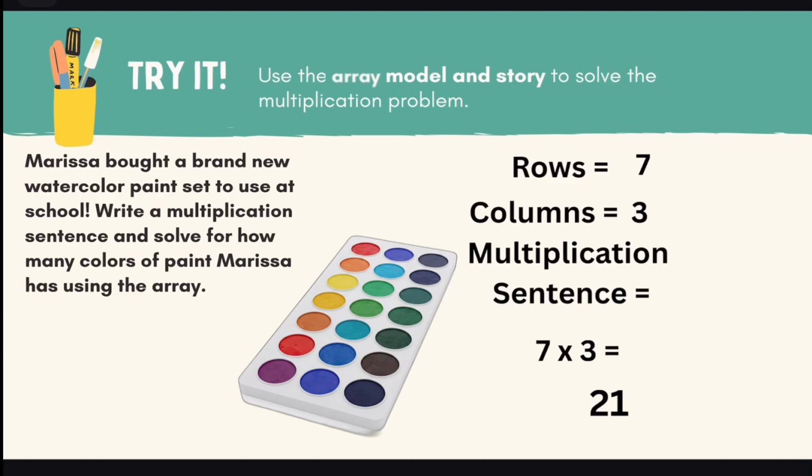You could also count them by ones. You don't have to count in groups of 3. If groups of 3 is too hard for you, you can just literally count all the circles on that watercolor paint set, and that will give you the answer to this multiplication problem. Okay, let's do another one.